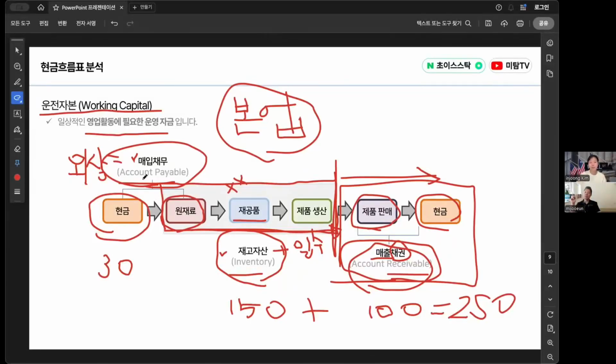But what is accounts payable? It's money that I have to pay back. Because it's money I have to pay back, I don't need to have that much cash on hand. So this one has a negative sign, so it's plus plus and then minus.